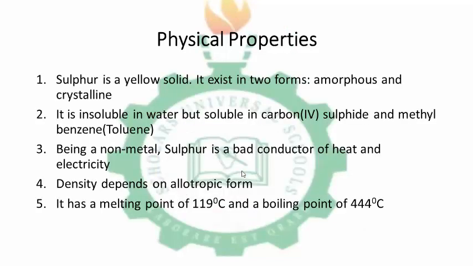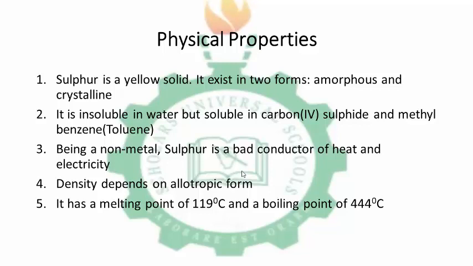As for the physical property of sulphur, now sulphur is a yellow solid and it exists in two major forms, which are the amorphous and the crystalline. We also have a third form, the plastic sulphur. Now from our SS1 we know that when an element exists in different physical states, that's what we call allotropy, right? Now sulphur exhibits allotropy.